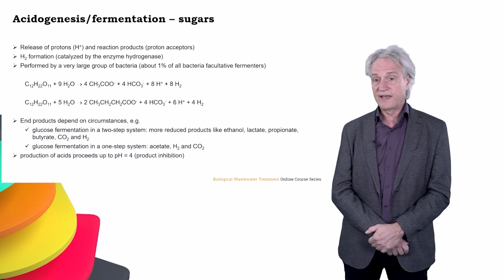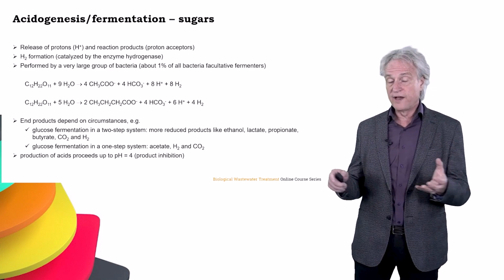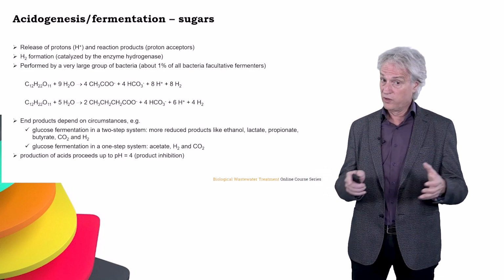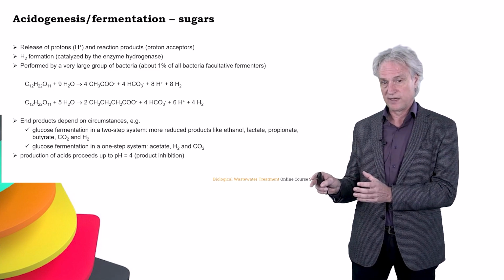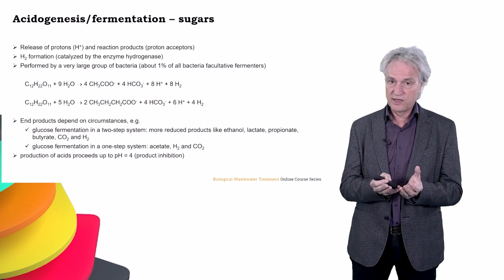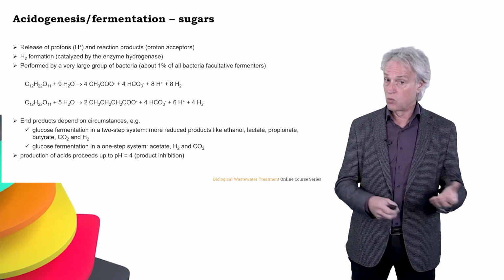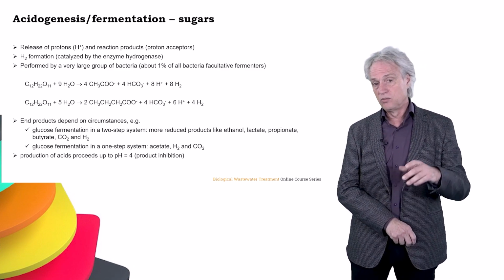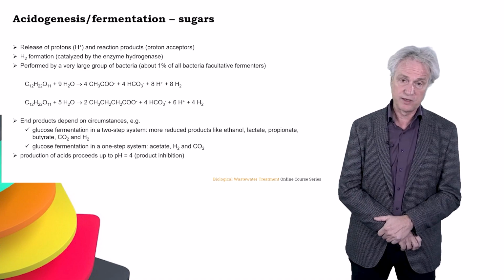More reduced products like ethanol, lactate, propionate, butyrate, CO2 and hydrogen you find in a two-step system where you first have an acidification reactor and secondly a methanogenic reactor. If you combine these two steps and you go immediately from the sugars to the acids, a one-step system, then you predominantly produce acetate, hydrogen and CO2 as the intermediate product.